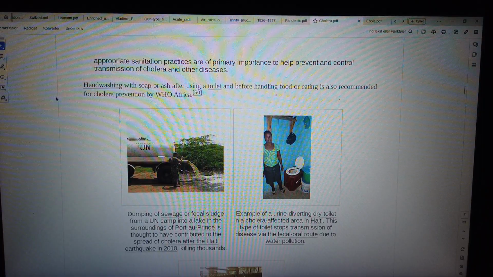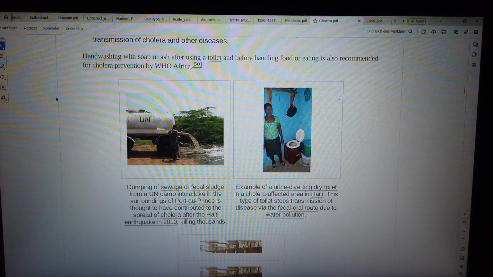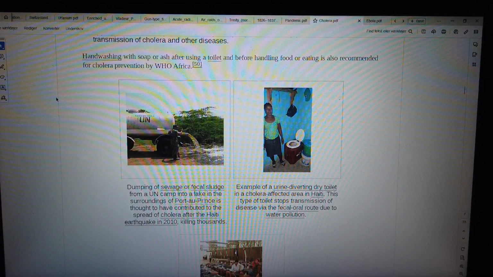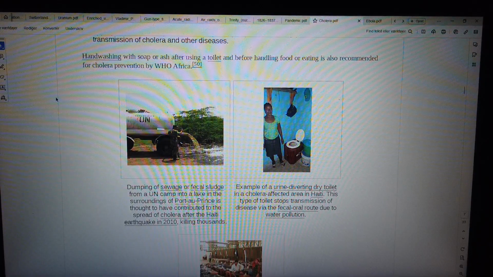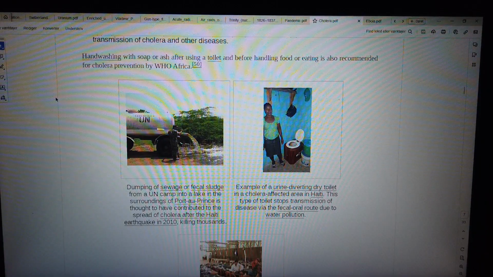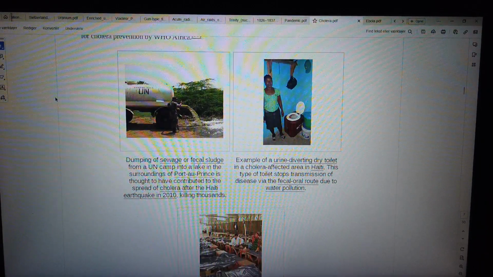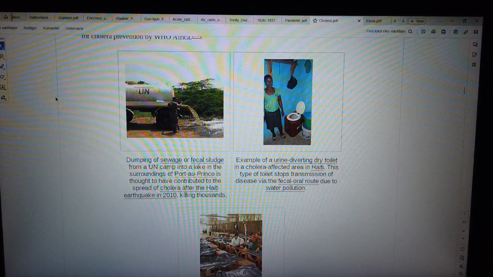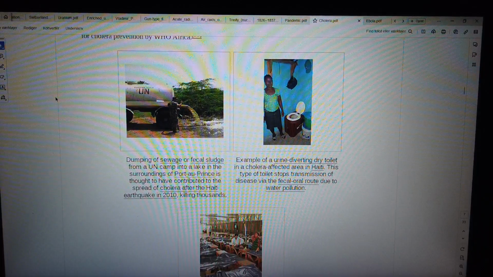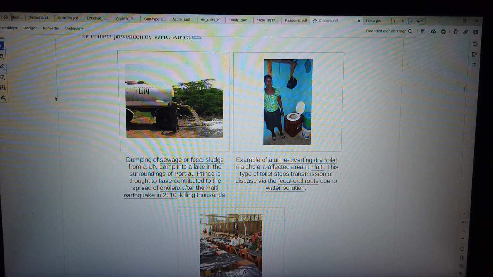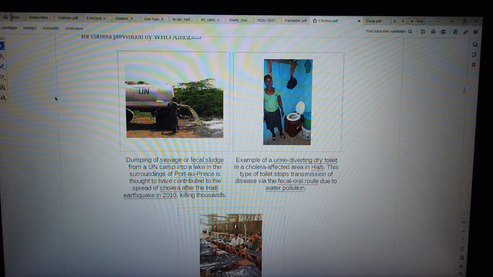Dumping of sewage or fecal sludge from a UN camp into a lake in the surroundings of Port-au-Prince is thought to have contributed to the spread of cholera after the Haiti earthquake in 2010, killing thousands.